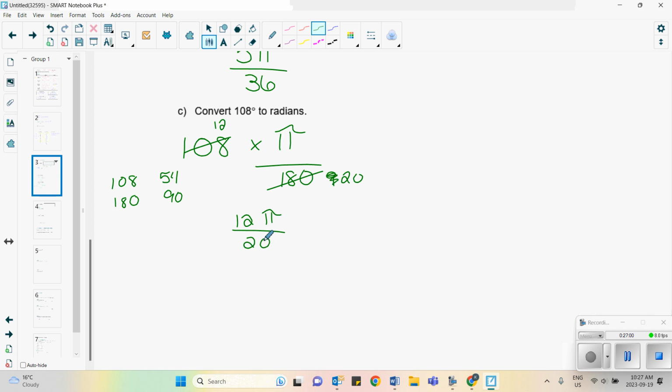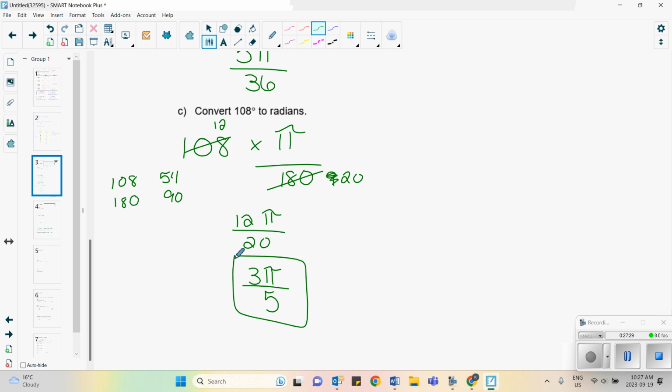Okay. But am I done here? I hope nobody walks away at this point. What can I still do here? I can take a 4 out. And what am I left with? 3 pi over 5. The smaller you make these fractions, the easier they're going to be to do more math with later. So get into the habit of getting them into their smallest parts.